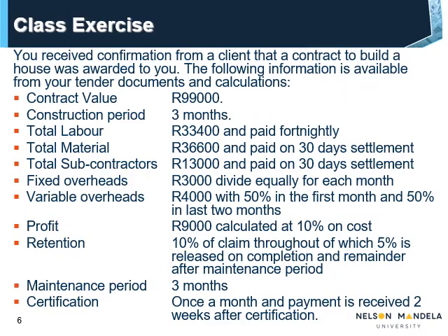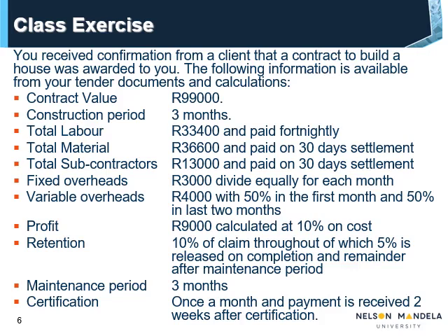Class exercise. You received confirmation from a client that a contract to build a house was awarded to you. The following information is available from your tender documents and calculations. The contract value is 99,000 Rand. The construction period is 3 months. Total labor cost is 33,400 Rand, and is paid on a fortnightly basis. The total material cost is 36,600 Rand, and paid monthly on 30 days settlement.